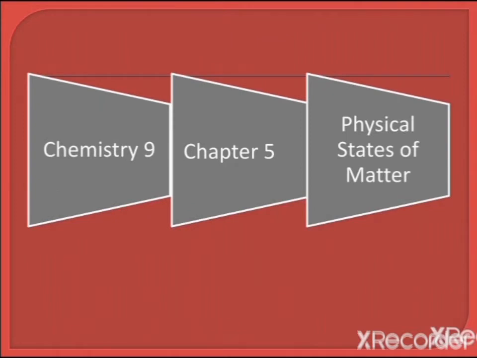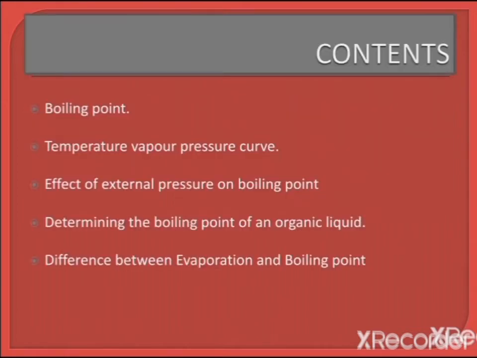Today we will continue chapter 5, that is physical states of matter. Today we are going to study boiling point, temperature vapor pressure curve. We are going to study effect of external pressure on boiling point. We will determine the boiling point of an organic liquid. We will also study the difference between evaporation and boiling point.